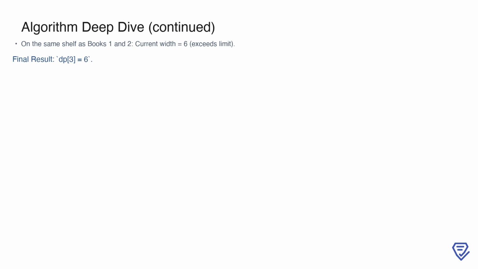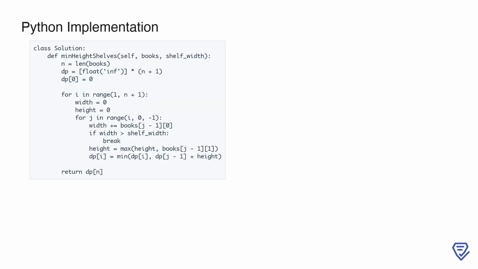This demonstrates how the algorithm systematically explores all valid arrangements to minimize the total height while adhering to the width constraint. By leveraging dynamic programming and pruning unnecessary calculations, we achieve an efficient and robust solution for this problem. This implementation solves the LeetCode problem Filling Bookcase Shelves using dynamic programming. The goal is to minimize the total height of shelves required to place all books without exceeding the maximum shelf width. We define a dynamic programming array dp, where dp[i] represents the minimum height needed to place the first i books. The base case is dp[0] equals 0, meaning no height is needed for 0 books.